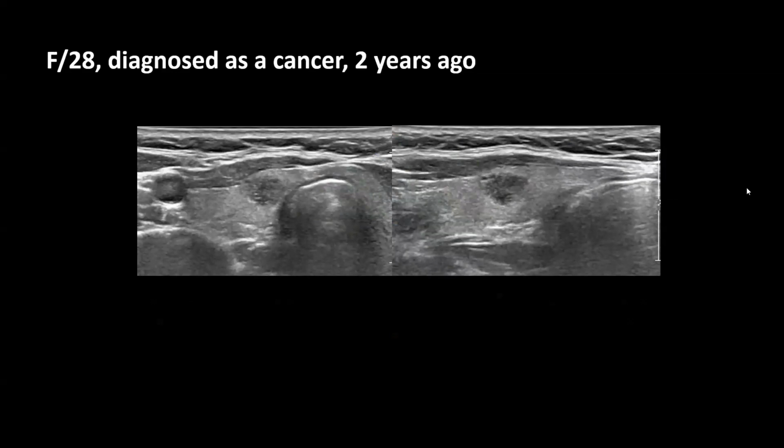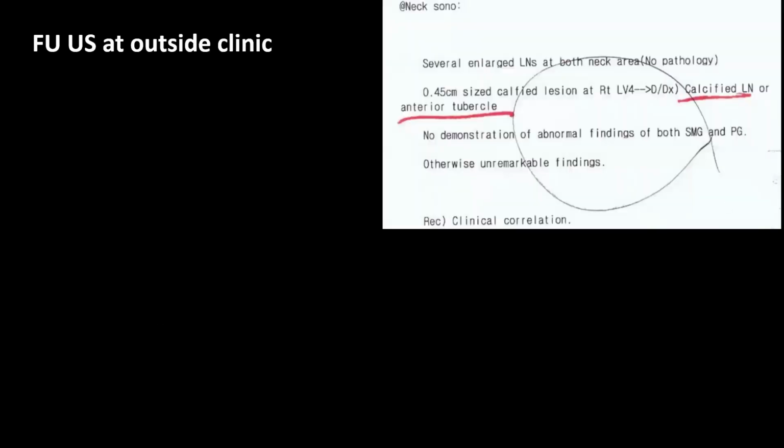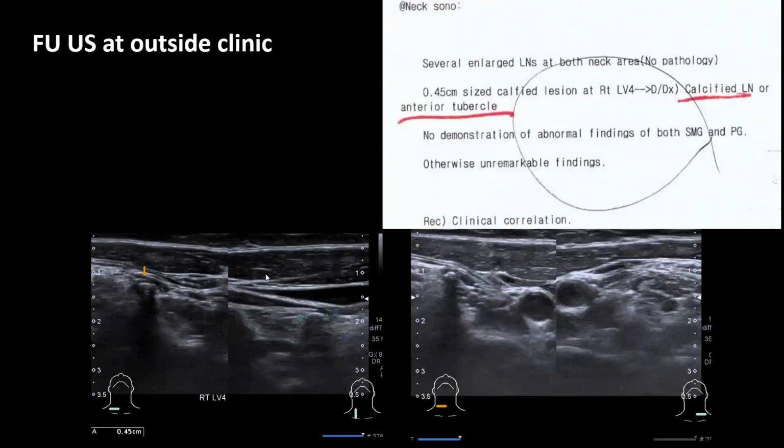This is the case of a 28-year-old female who had surgery for thyroid cancer 2 years ago. She had follow-up US at an outside clinic and was referred to our hospital to evaluate a calcified lesion at her lateral neck. This is the suspicious lesion shown outside the US. In transverse scan, it is connected to the C-spine body.